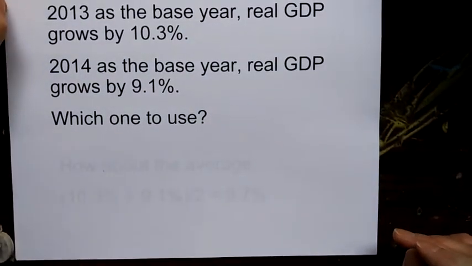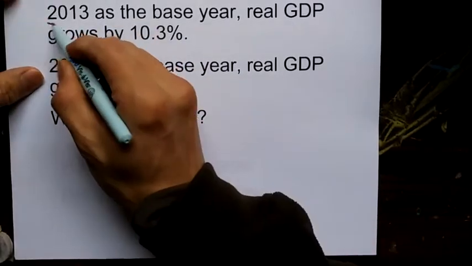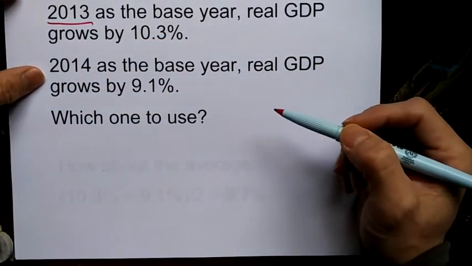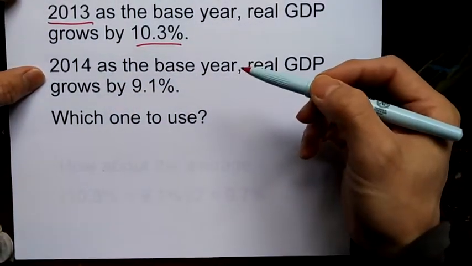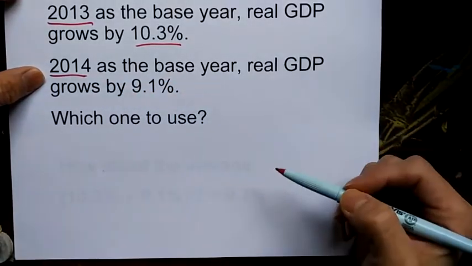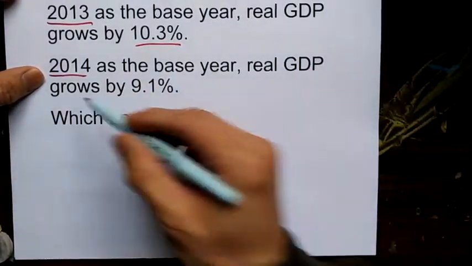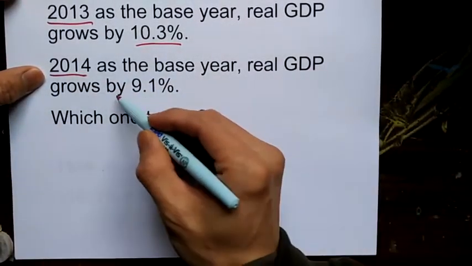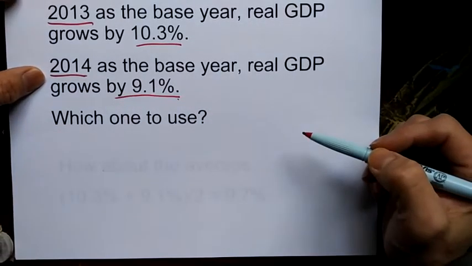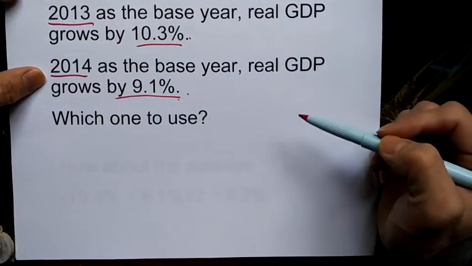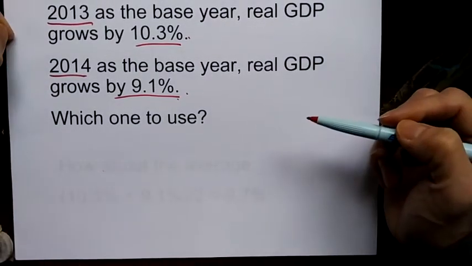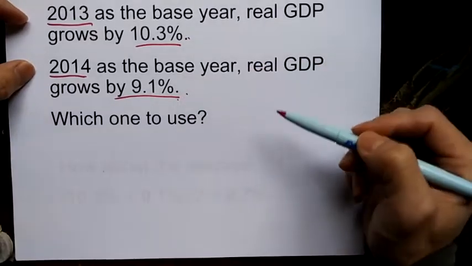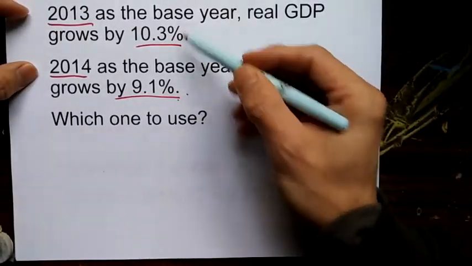Alright, now here comes the problem. Remember, when we use 2013 as the base year, real GDP growth rate is 10.3%. But if we use 2014 as the base year, real GDP grows only by 9.1%. Which number is correct? Well, both are correct. Which number should we use? Well, we can use either one of them.